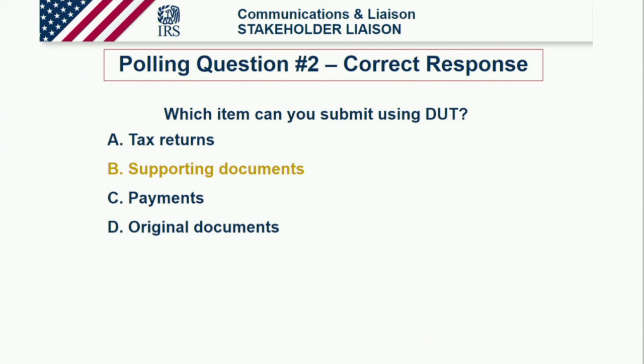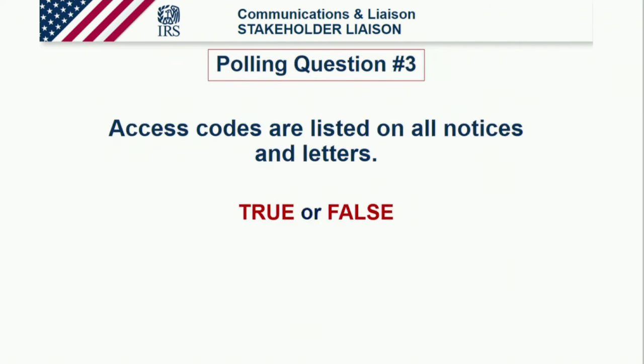Let's move on to polling question number 3. And this, folks, is a true or false response. True or false? Access codes are listed on all notices and letters. True or false? Select A for true or B for false. Take a moment, click the radio button that best answers your question. If you do not receive the polling question, please enter only the letter A for true or B for false that corresponds with your response using the Ask Question text box.